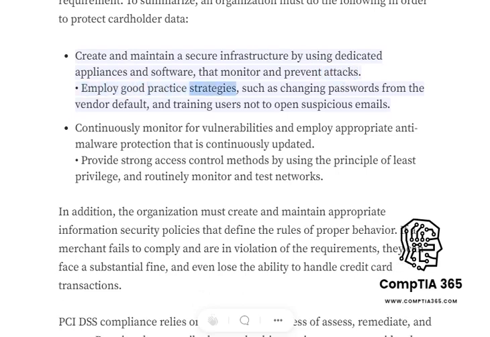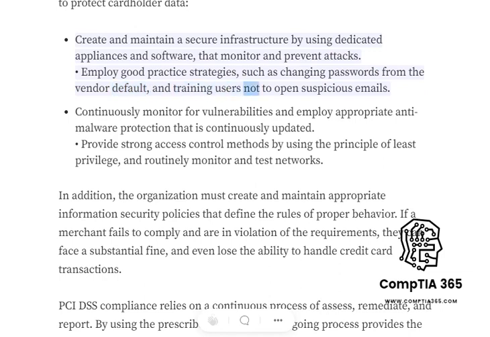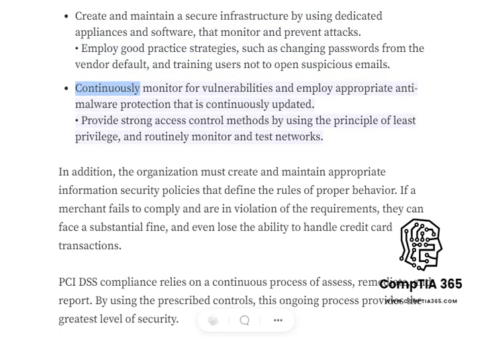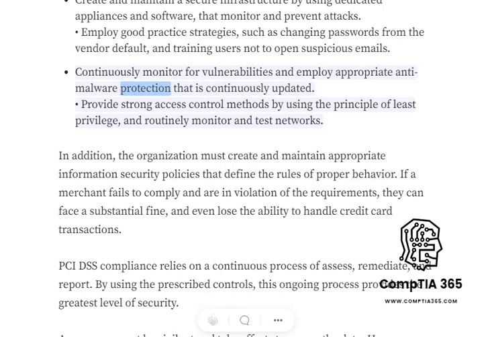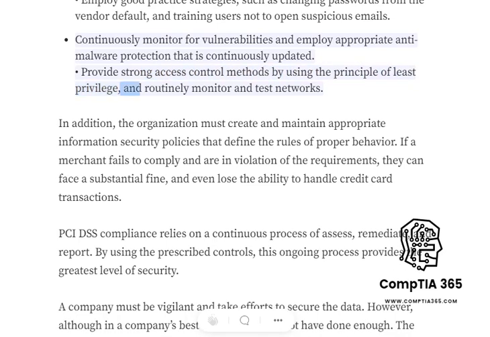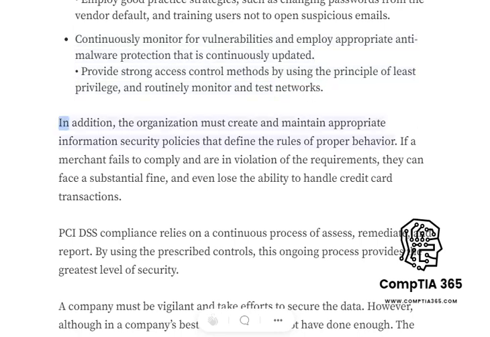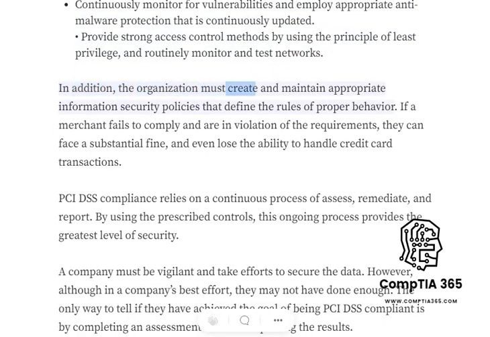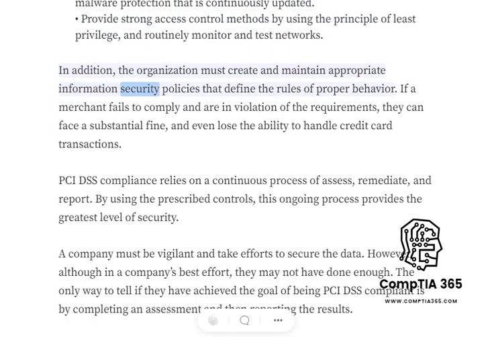Employ good practice strategies, such as changing passwords from the vendor default, and training users not to open suspicious emails. Continuously monitor for vulnerabilities and employ appropriate anti-malware protection that is continuously updated. Provide strong access control methods by using the principle of least privilege, and routinely monitor and test networks. In addition, the organization must create and maintain appropriate information security policies that define the rules of proper behavior.